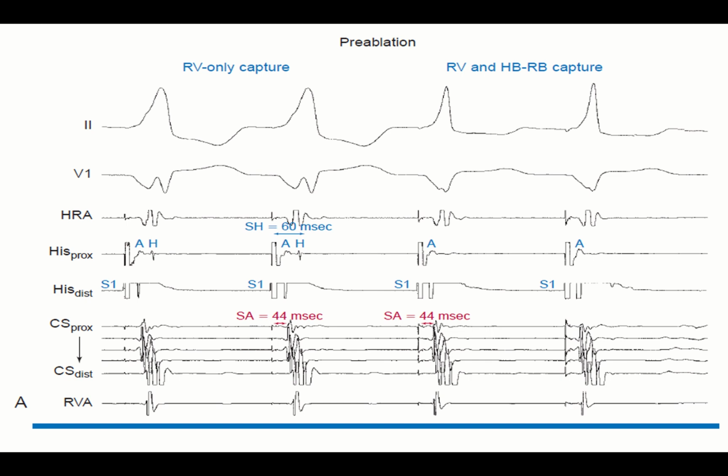And to illustrate more, this is a case of accessory pathway that came to our EP cath lab, and we decided to confirm the presence of the accessory pathway. On the left side, it is loss of His capture and RV capture only. On the right side, it is narrow complex His capture using high output. Stim to A during His capture is 44, and when we lose His capture it is also 44.